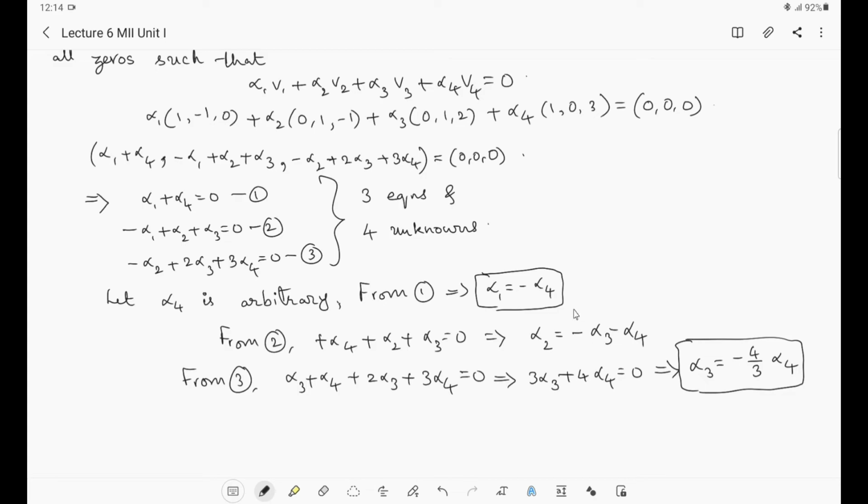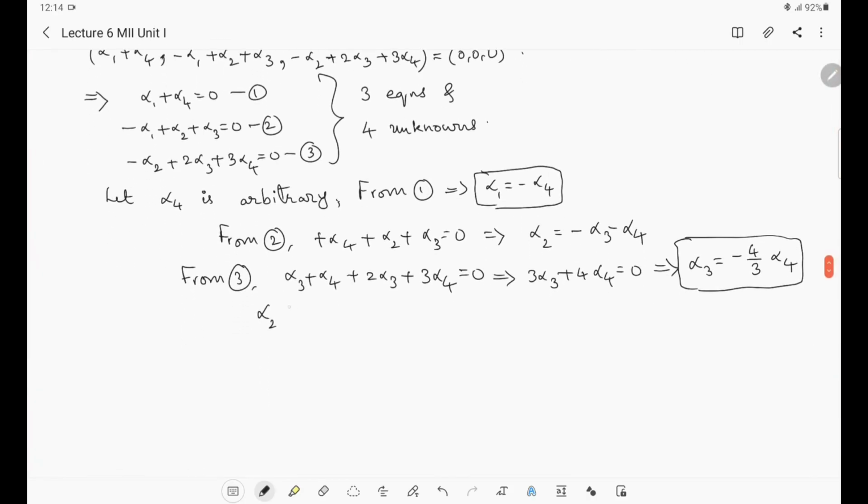We got alpha 1, we got alpha 3. Alpha 2 also can be determined by substituting the value of alpha 3 here, right? Alpha 3 can be determined in terms of alpha 4, so alpha 3 should be substituted here. Then alpha 2 equals minus alpha 3. Alpha 3 is minus 4 by 3, no? So that minus and this minus will become plus 4 by 3 alpha 4 minus alpha 4. Now when we take the LCM, we will get 1 by 3 alpha 4. So we got alpha 2 equals alpha 4 by 3. So everything we got in terms of alpha 4.